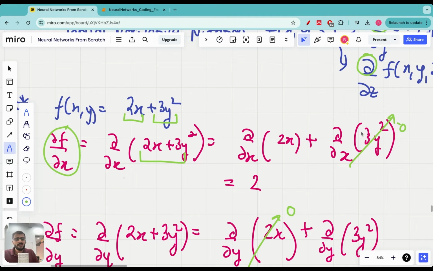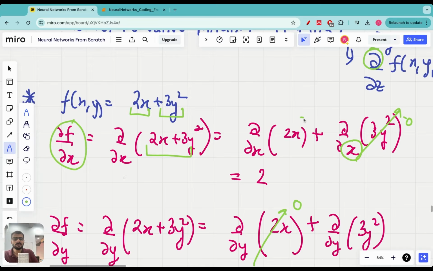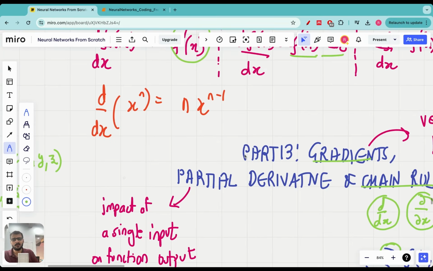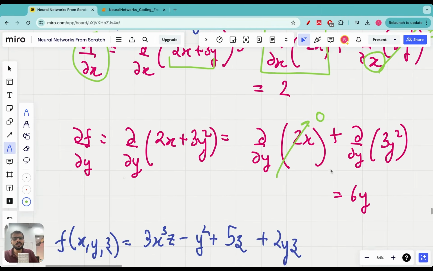Now, y is another independent variable. So you can treat this as a constant when you take the derivative with respect to x. So then this will be 0 because y does not depend on x. Both of them are independent variables. So this term would be 0. So the only thing which will survive is the derivative of 2x with respect to x. And we have already seen how to calculate that when we looked at derivatives. So this will be equal to 2.